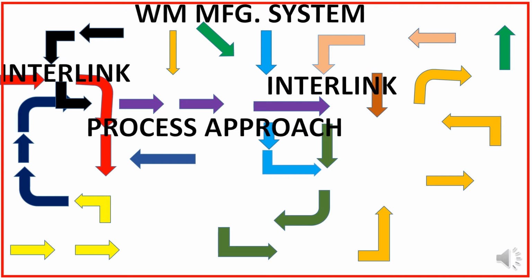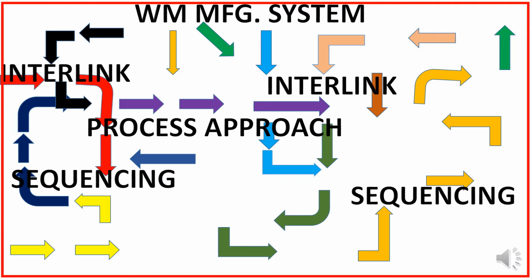After interlinking we will see the sequences. Here you can see the yellow process is moving ahead and after that it is giving its input to the blue color, which is giving its output to the purple color, and it moves on. We can see sequence here also.